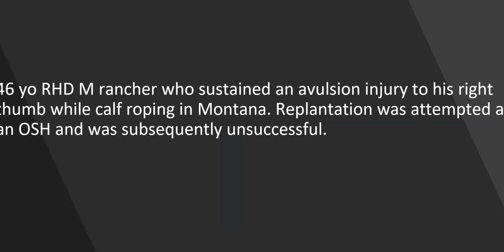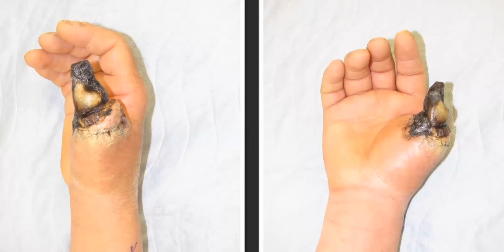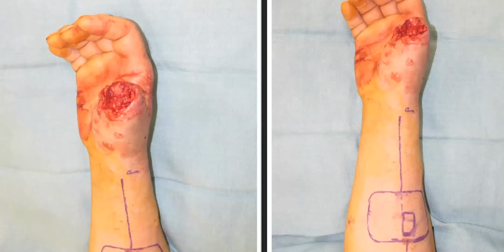So looking at some cases, a 46-year-old right-hand dominant male rancher sustained an avulsion injury to his right thumb while calf roping in Montana. A replantation was attempted but was unsuccessful. And so here's the unsuccessful replantation following debridement. This patient did not want a toe transfer and wanted to minimize surgical interventions as much as possible, but wanted a thumb. So this patient was a good candidate for an osteocutaneous radial forearm flap, and you can see that that's marked out here.